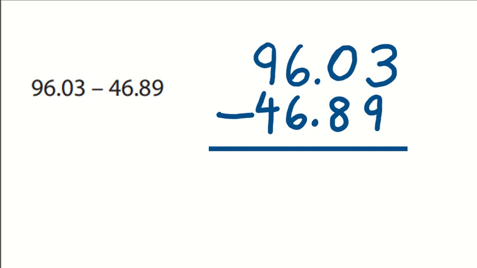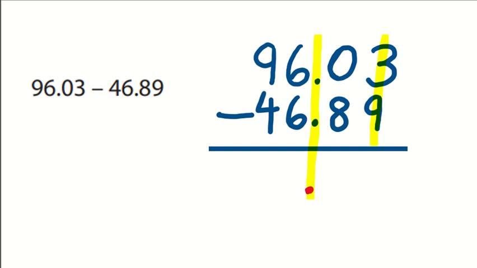Let's try another one right now. So you can see we got a decimal. We can even drop the decimal ahead of time because it's lined up. We know it's got to be there. Let's drop it down. And then we're going to go ahead and subtract like normal. What is 3 subtract 9?